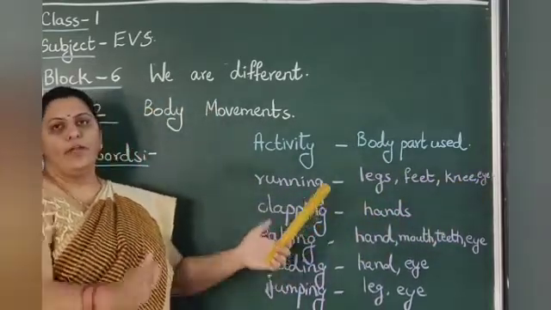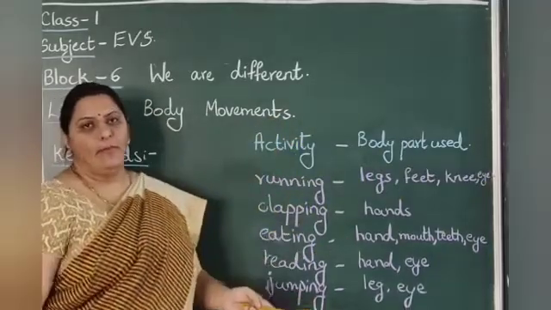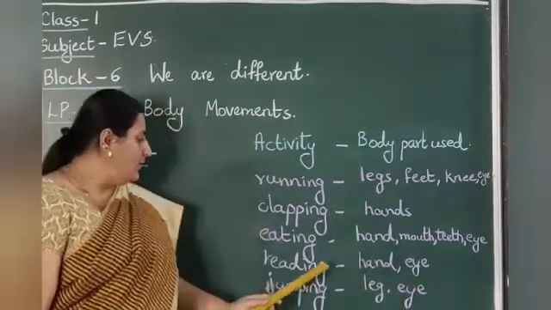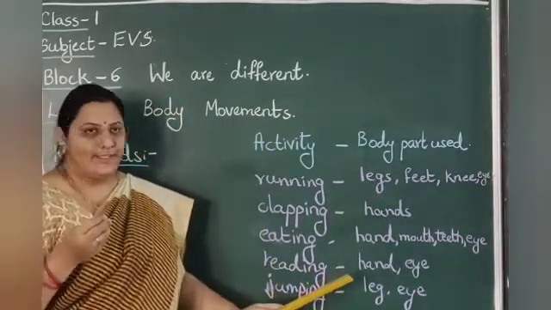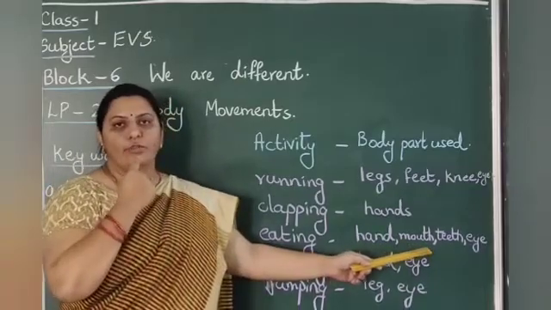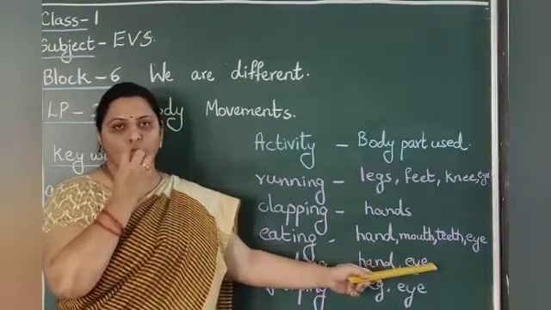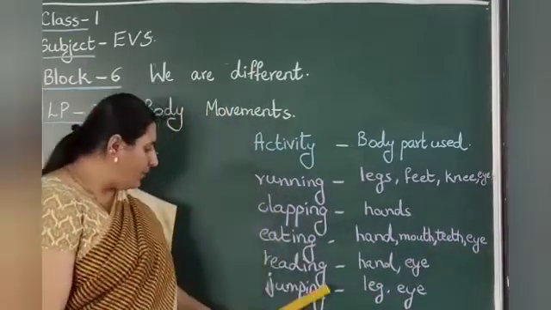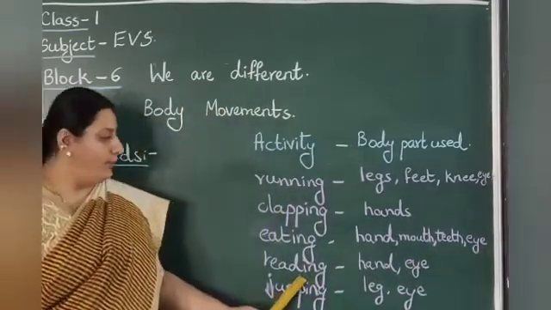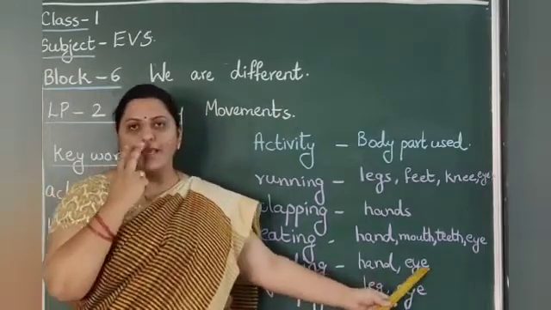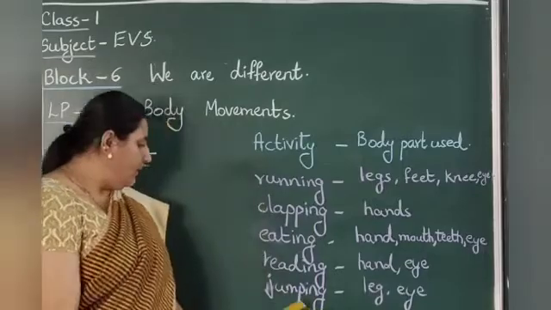Now clapping. What am I doing? I am clapping. With what am I clapping? I am clapping with my hands. Eating. With what do we eat? We eat with our hands. We eat with our mouth. If we have mouth and teeth, we chew. And we see what we eat. Then reading. We use our hands to hold the book and we use our eyes to see.